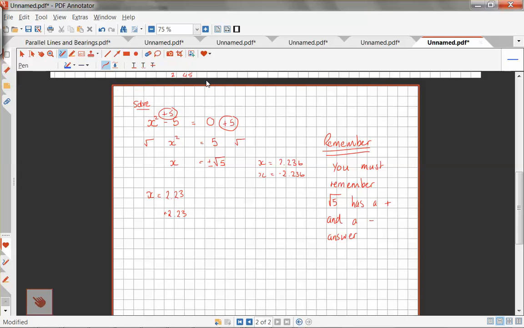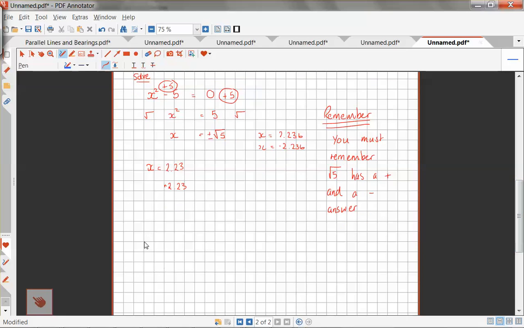Right, I'm just going to check your understanding now. I'm going to do one of the other ones. I'm going to ask you to solve x squared minus 5 equals minus 1. So that's one that we've done. We know the answers: x equals 2 and x equals minus 2. So we should be able to get those answers.